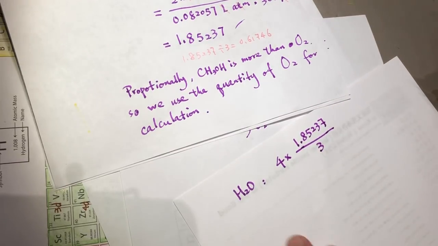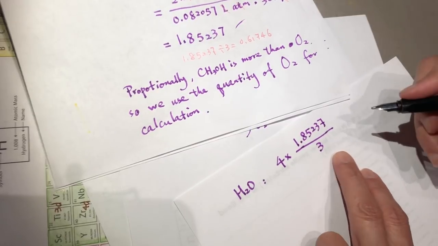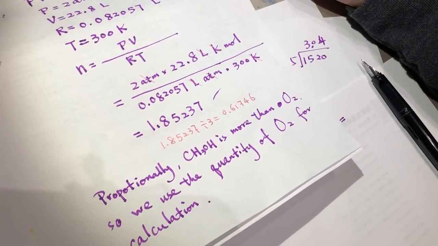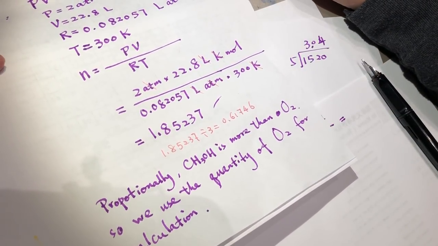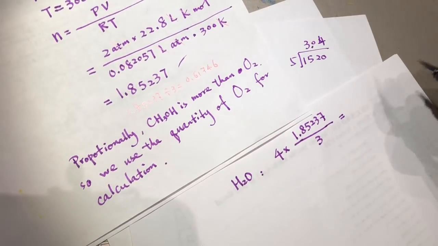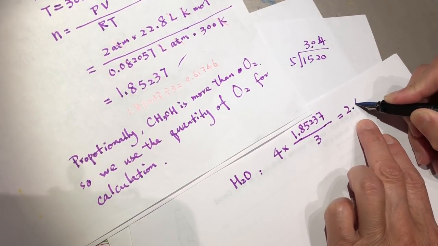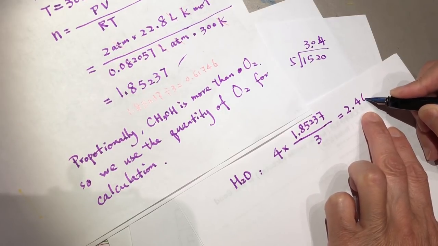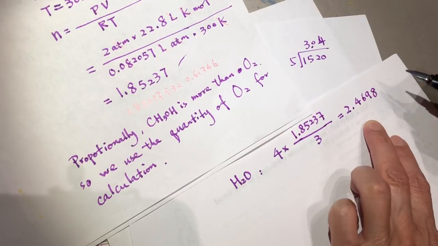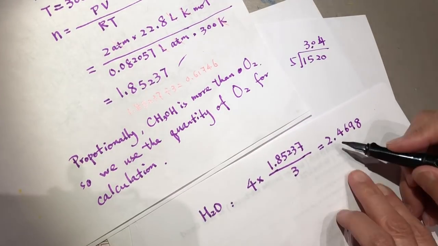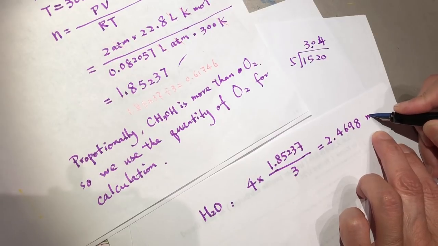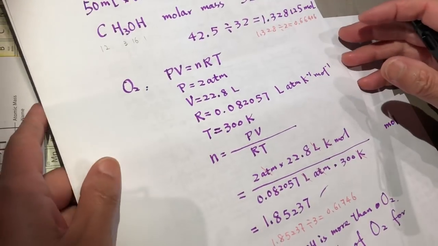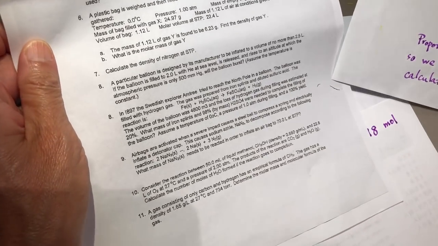1.85237 × 3. This is the mole number. Equal to 4 × 4, 2.4698. So we need 2.698 mole. So we need this much of water. How many?